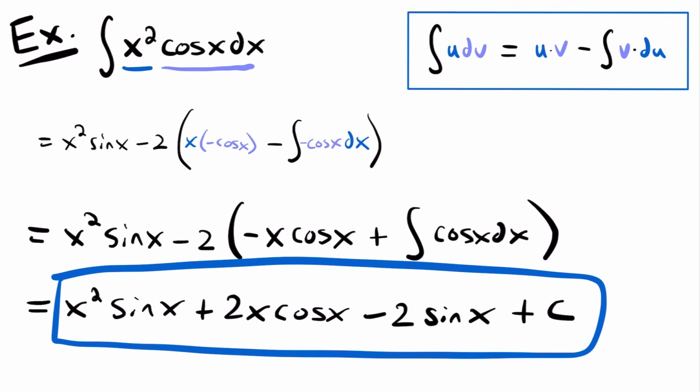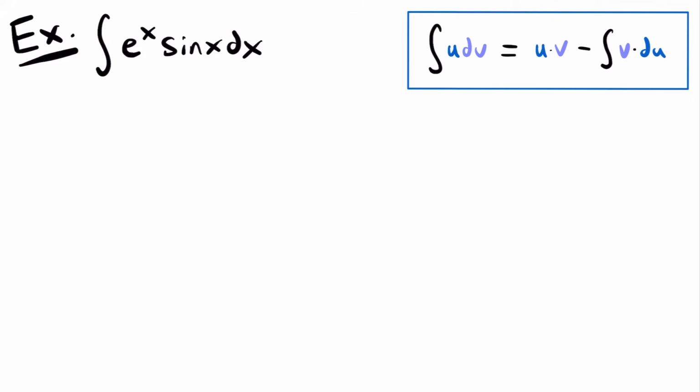All right, so just be aware that sometimes you may need to use integration by parts more than once. So here's our next example. We have the integral of e to the power of x times sine x times dx. And so the first thing we want to do here, since we have a product of two functions that we can't integrate otherwise, is determine what we're going to set equal to u and what we're going to set equal to dv so that we can use integration by parts.